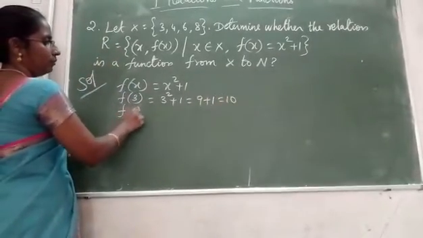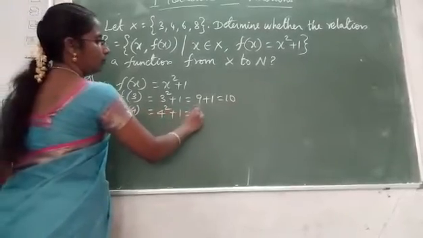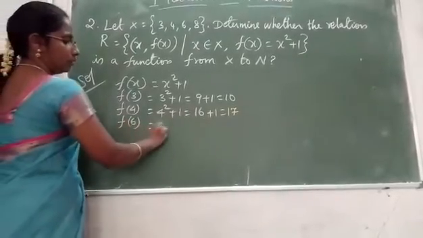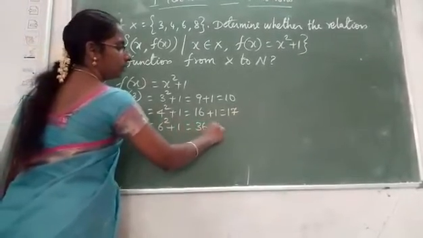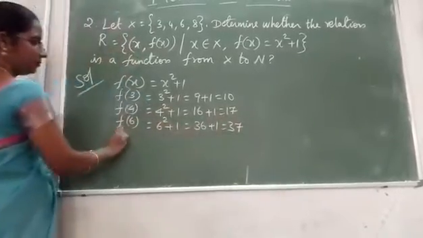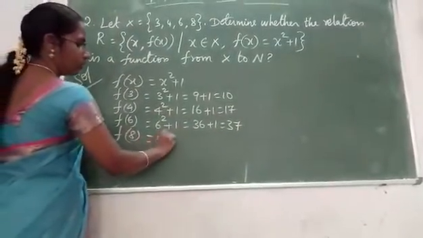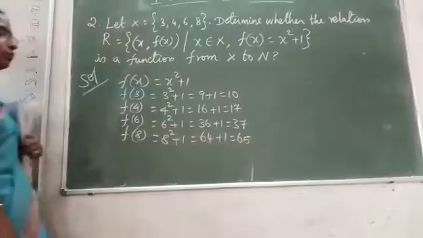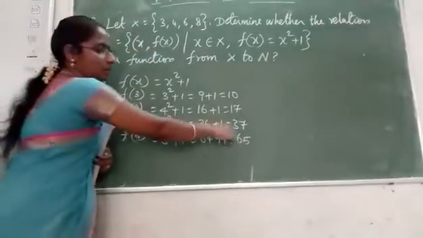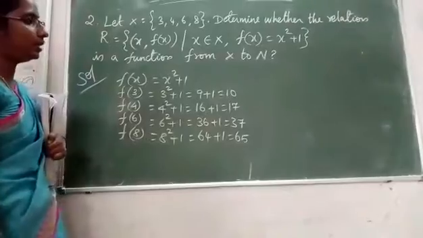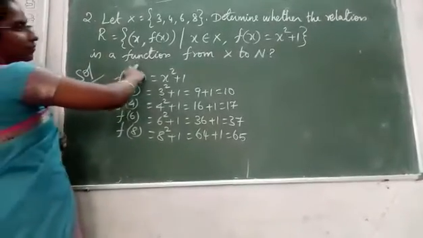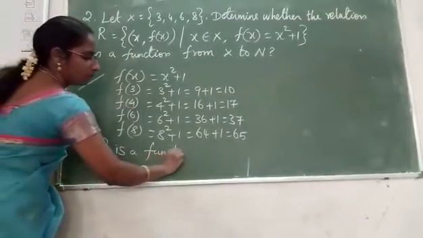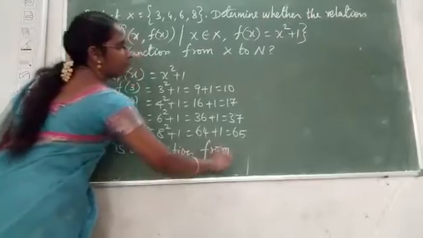f(4): 4 square plus 1. 4 4s are 16 plus 1, 17. f(6): 6 square plus 1, 36 plus 1, 37. f(8): 8 square plus 1, 64 plus 1, 65. So, is it a function or not? 10, 17, 37, 65. All the values are natural numbers. So R is a function from X to N.